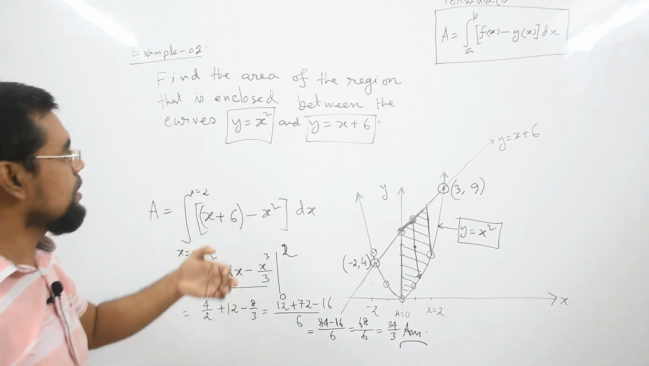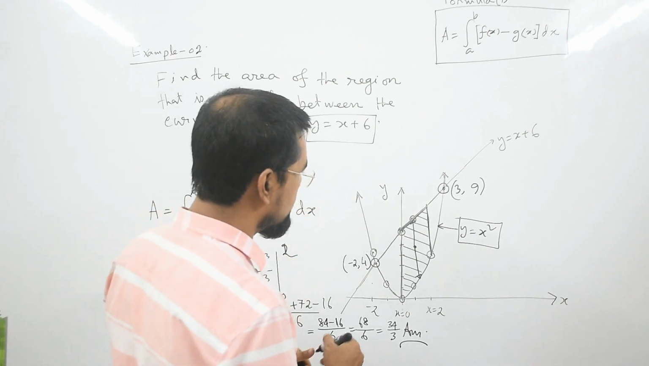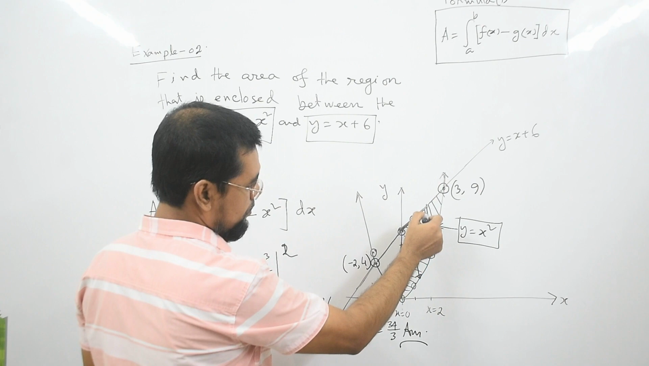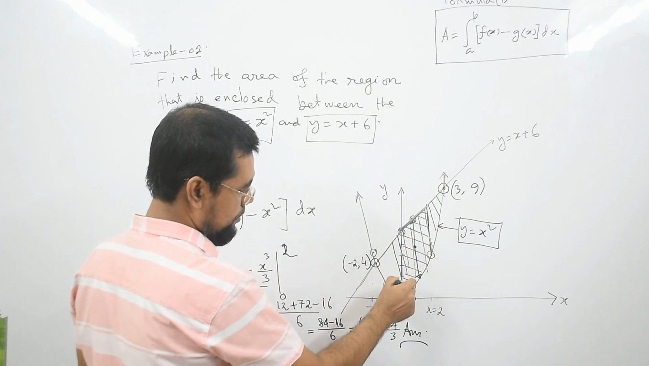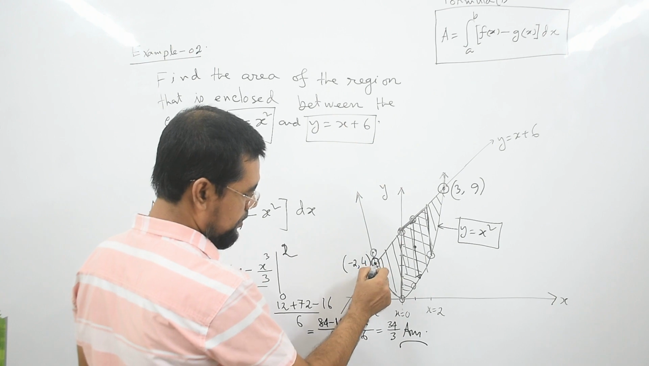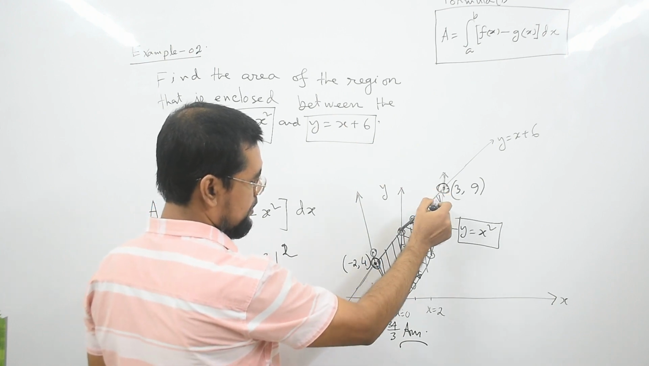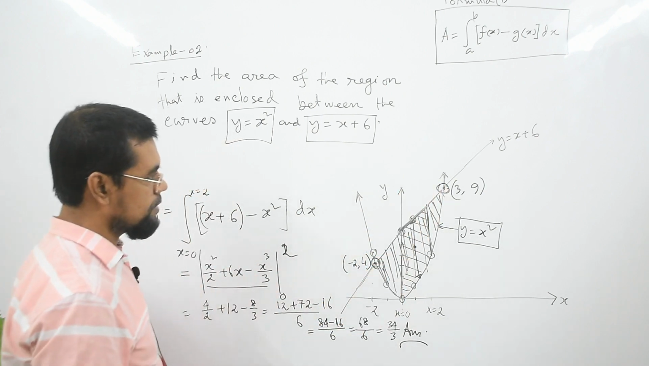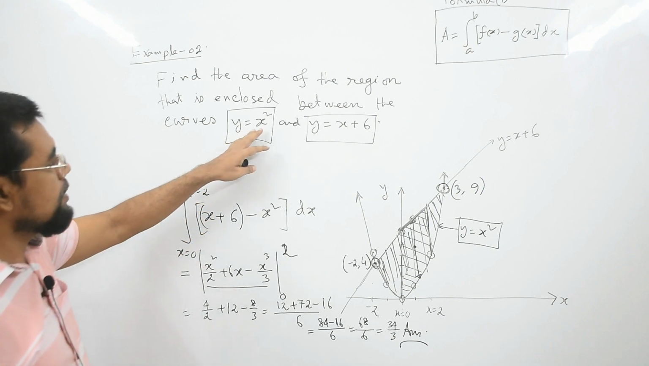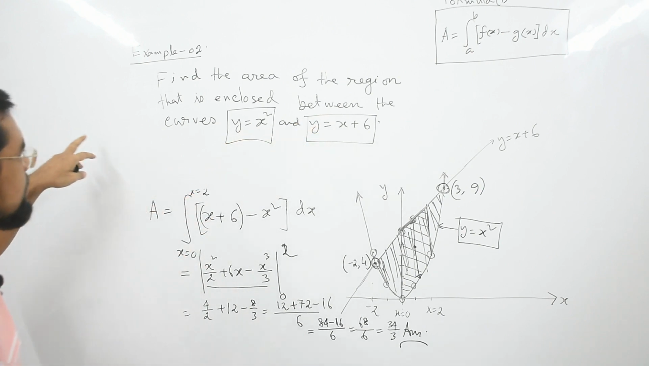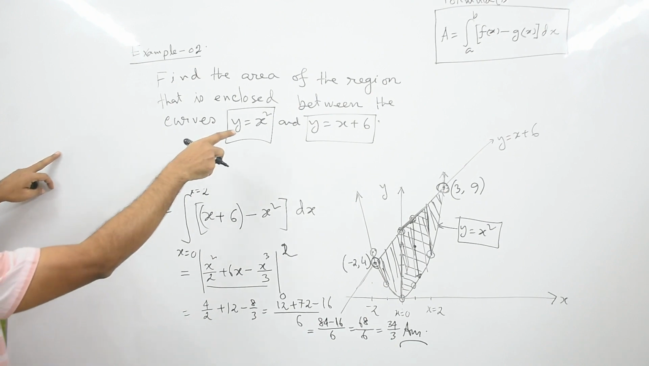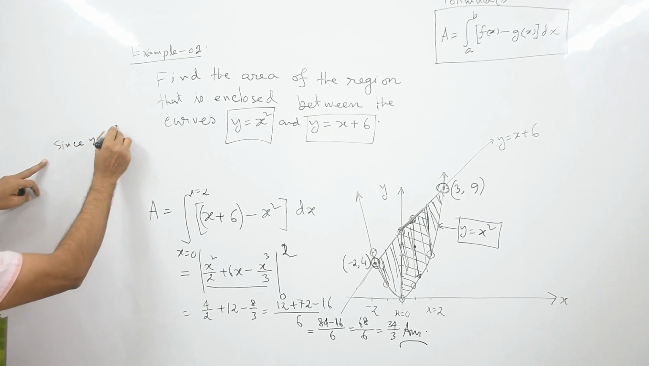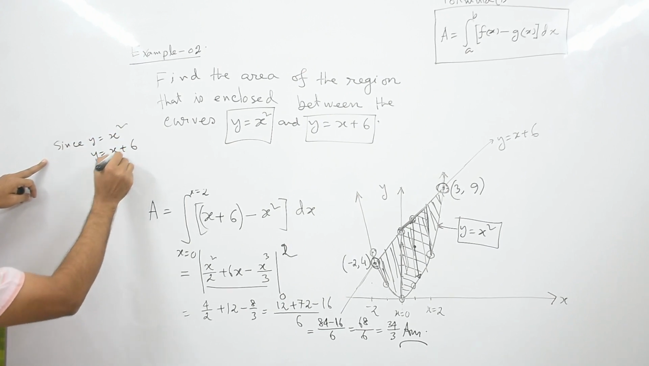their point of intersection. In this problem you need to calculate the area between two curves. It means you need to calculate the whole area from this point of intersection to this point of intersection. So how can we do that? How can we calculate the point of intersection first? By solving the two equations, y equal to x square and y equal to x plus 6.